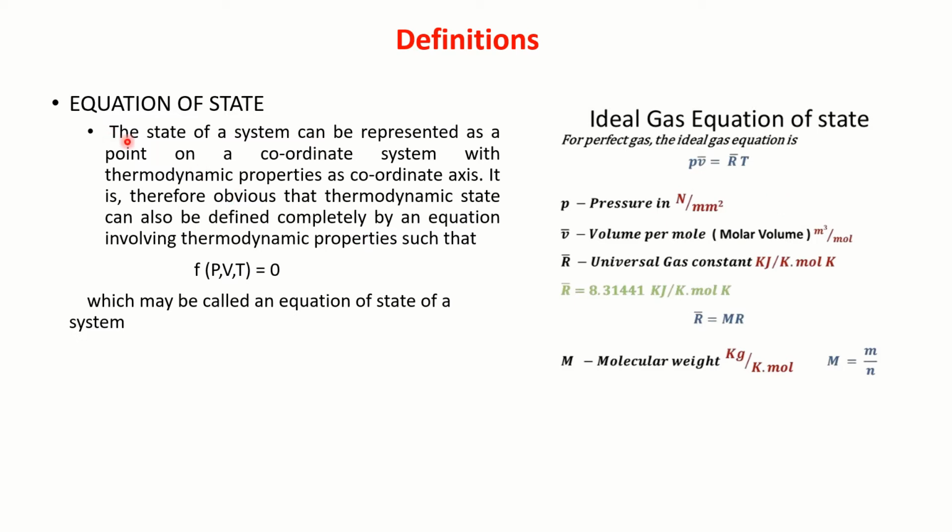So the state of a system can be represented as a point in a coordinate system, which I explained earlier, with thermodynamic properties as coordinate axes. It is therefore obvious that the thermodynamic state can also be defined completely by an equation involving thermodynamic properties. So I just write in general, function of pressure, volume, temperature is equal to 0. This we call simply an equation of state of the system. This one we can represent in various forms. One of the forms is PV equal to RT.